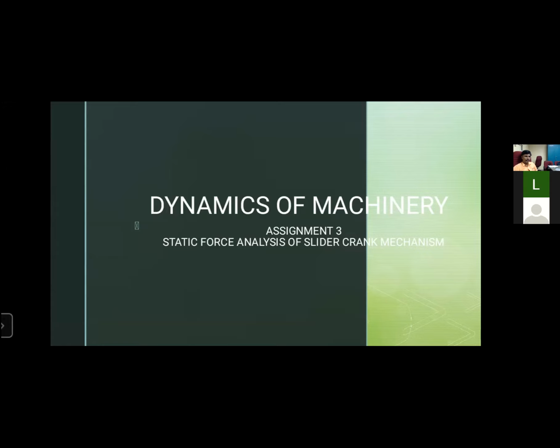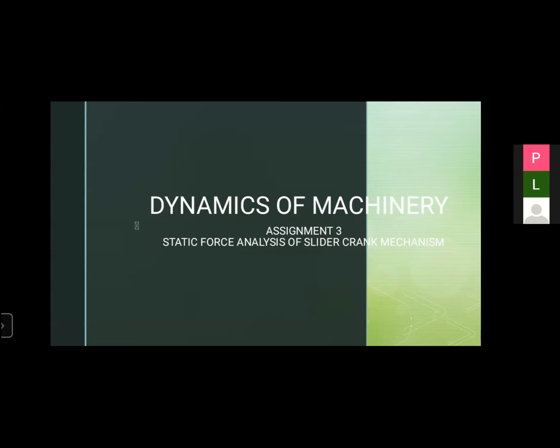Welcome all. I am here to present the topic static force analysis of slider crank mechanism. We have all learned what is a slider crank mechanism in our previous classes. There will be one sliding pair and all other pairs will be turning pairs. In this presentation, we are going to see what are all the forces that will be pertaining in a slider crank mechanism.